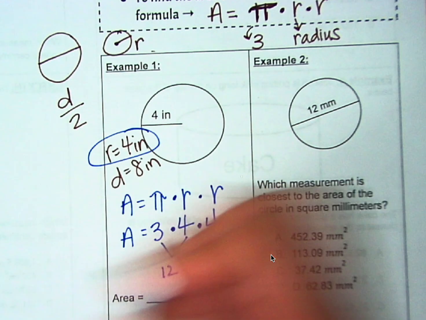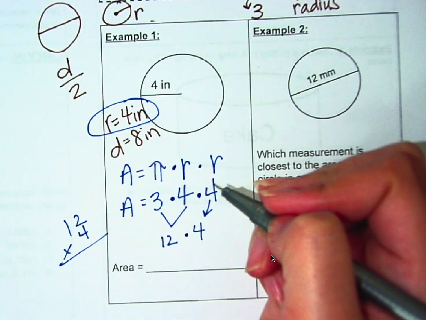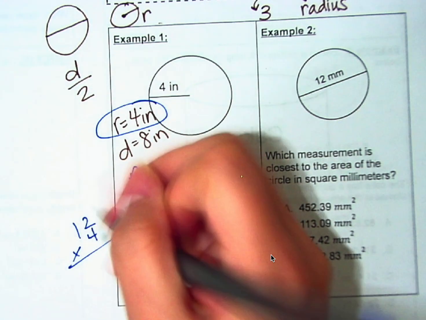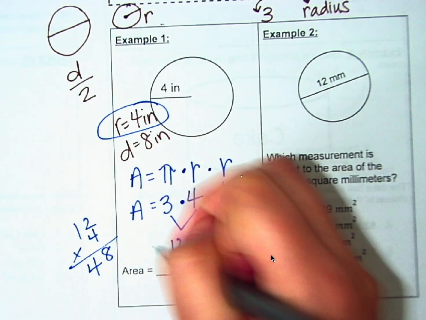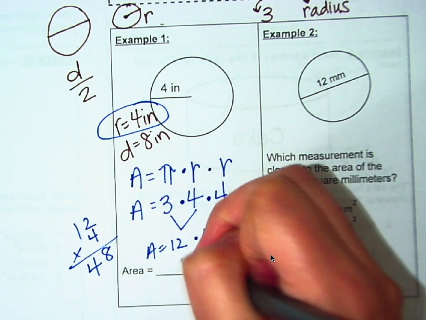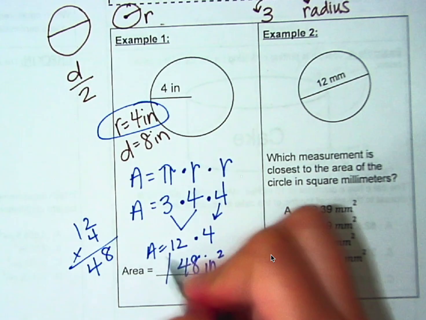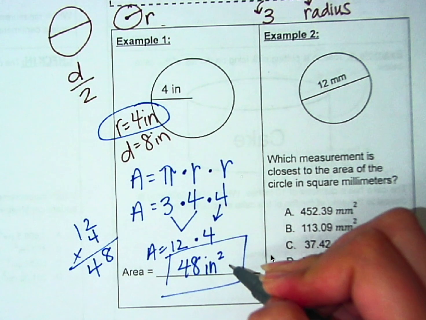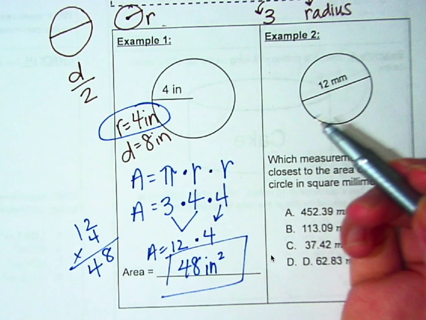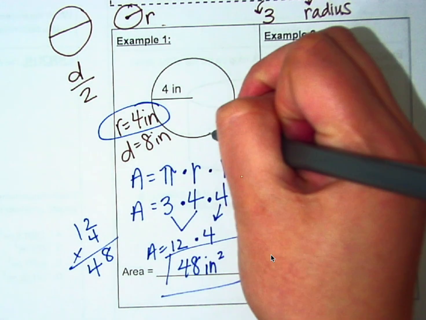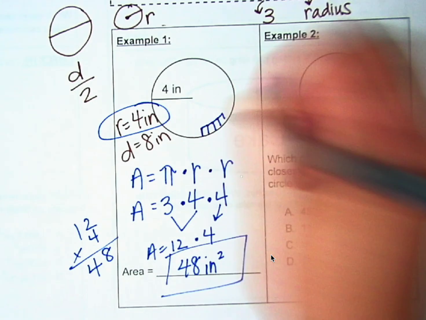12 times 4. I'm going to write it on the side. 4 times 2 is 8. 4 times 1 is 4. So my answer is area is equal to 48 inches squared. I want to see the measurement too. In this case, it's inches, but we're dealing with area, so it's going to be squared. That just means that's how many cubes can fit in this circle.